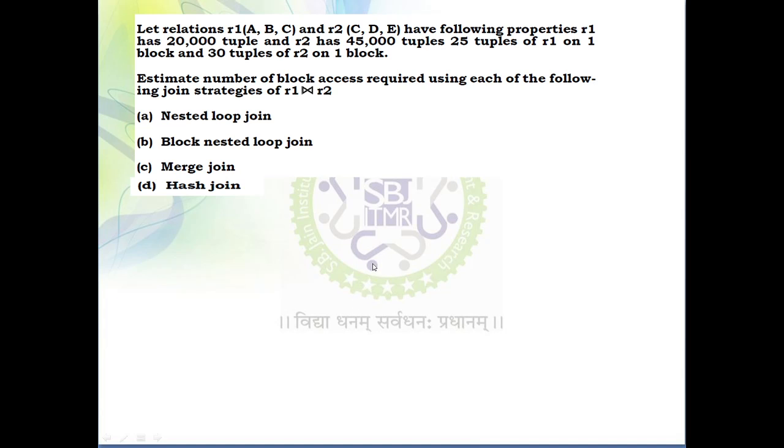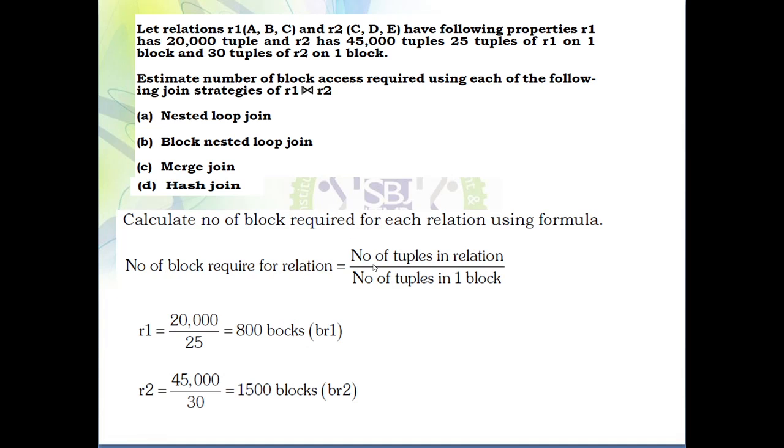So in the first step you need to calculate the number of blocks. What is given to us is the total number of tuples present in one relation and the capacity of one block. As I told you earlier, our database is stored on secondary memory, that is the hard disk, but that database is stored in the form of blocks, and every block has a certain capacity. So in this case we have been given that one block can accommodate 25 tuples for relation R1 and 30 tuples for relation R2.